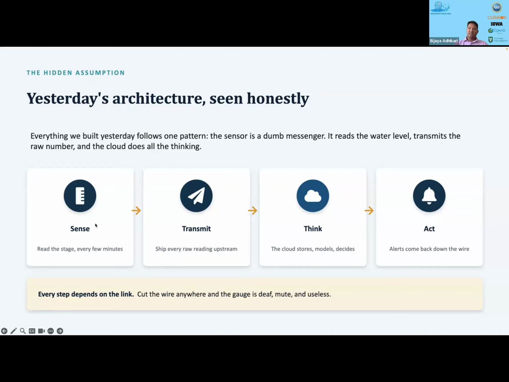The sensor in the river measures water level, pH, and so on. It reads the stage every few minutes and transmits to a local device, and then the data is sent to the cloud. The cloud stores the data and has all the models. The model that we designed yesterday lived in the cloud, and it predicts what the water level is going to be an hour down the line. If that prediction is very bad, then we send the alert.